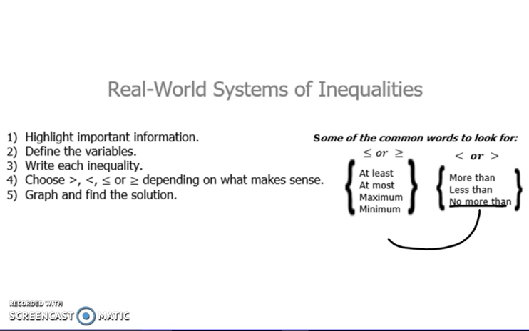Now, there is one typo on here, and I apologize that this was not said earlier. No more than should actually be under the less than or equal to sign. If you think of money, you can spend no more than $41. Well, I can spend $41, but I cannot spend anything more than that. So again, just draw an arrow, and that's my apologies.